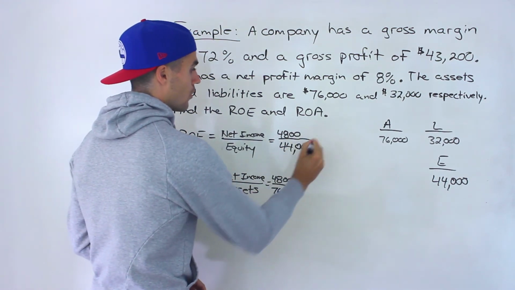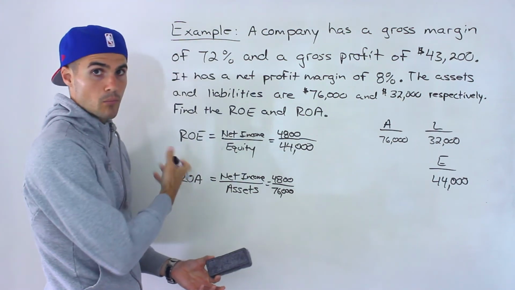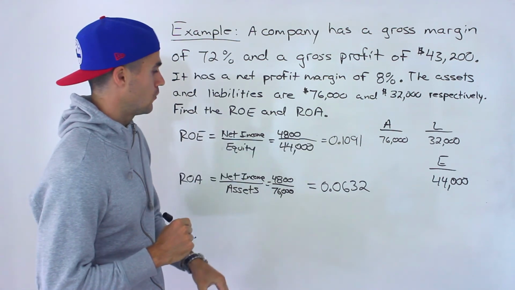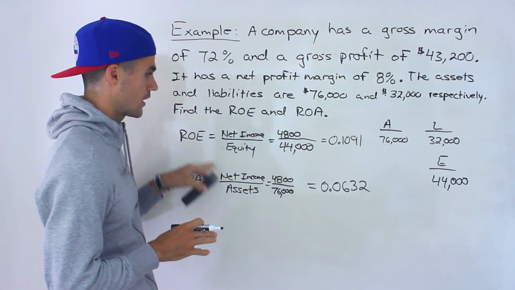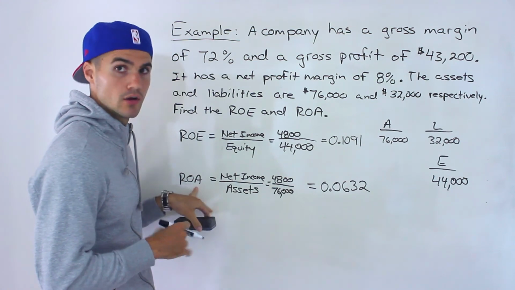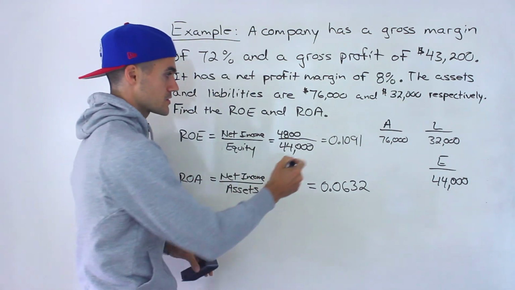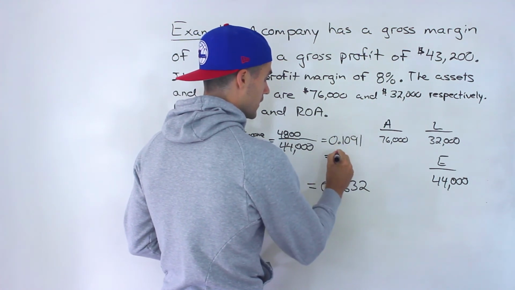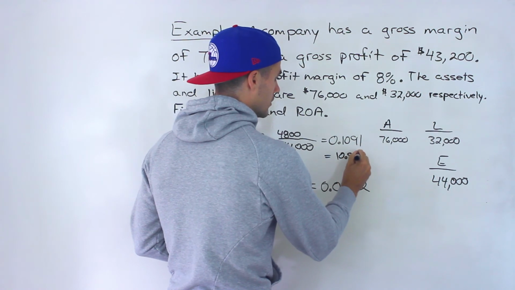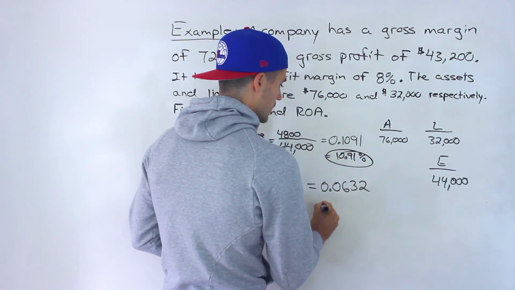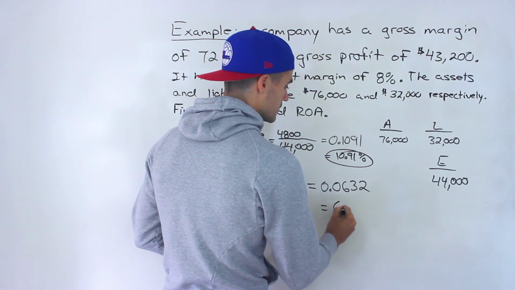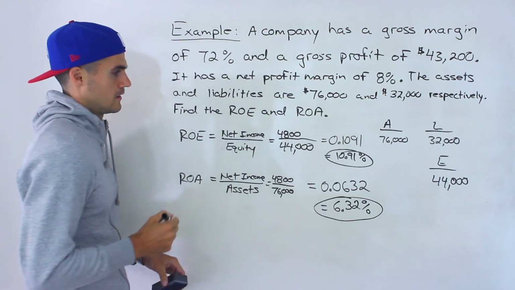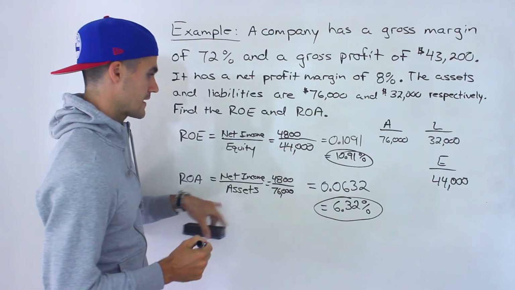Now notice we have all the information we need to figure out both of those values. When you do that in your calculator, you end up getting 0.1091, if you round to four decimal places, for the return on equity, and then 0.0632 for the return on assets. If you want to convert that to a percentage, just move the decimal place over twice, or multiply by 100, so you get 10.91%. And over here, same thing, you get 6.32%. That's the return on equity, and that's the return on assets.